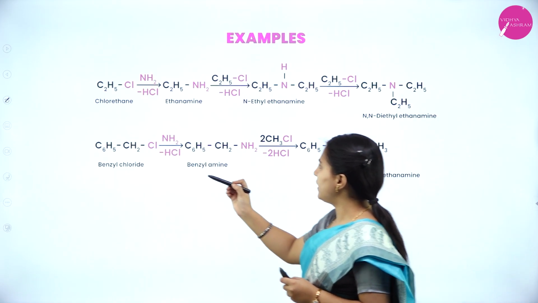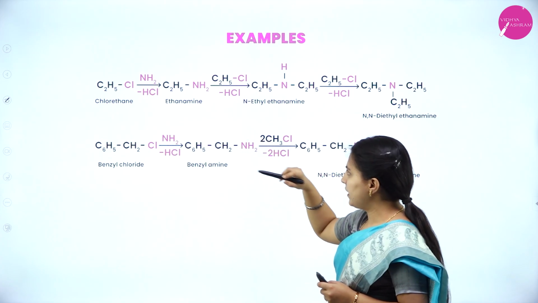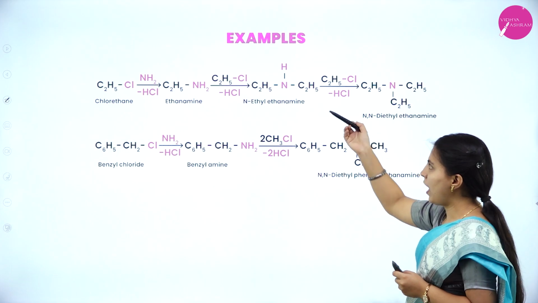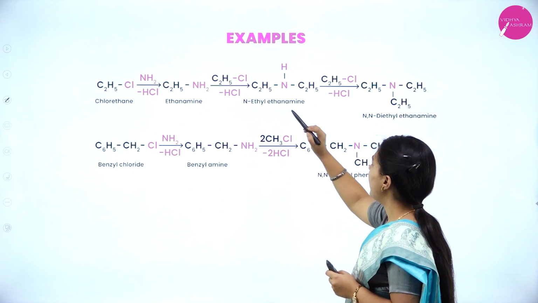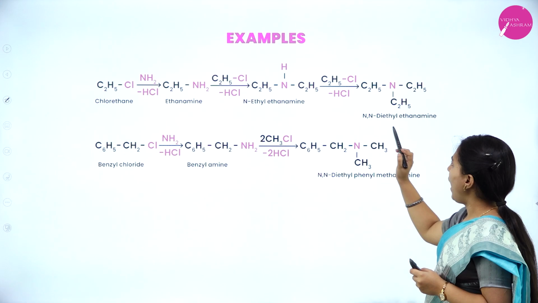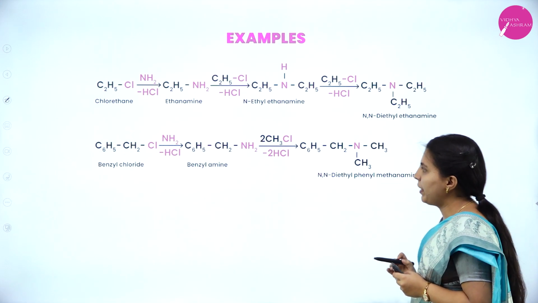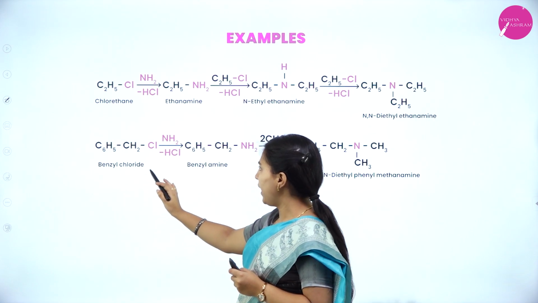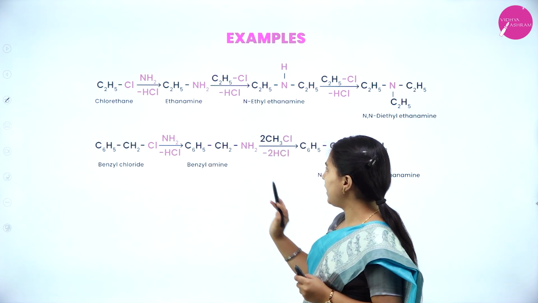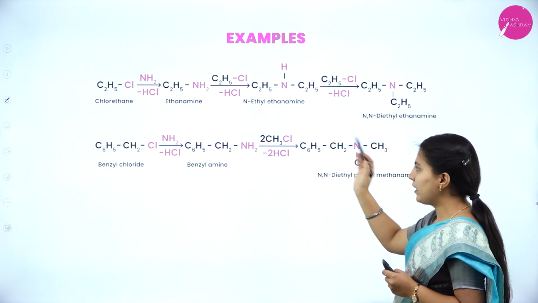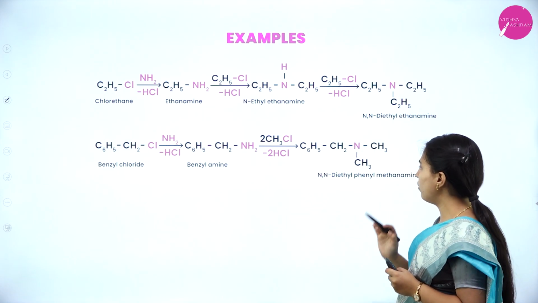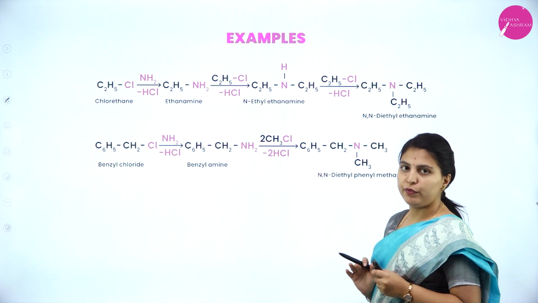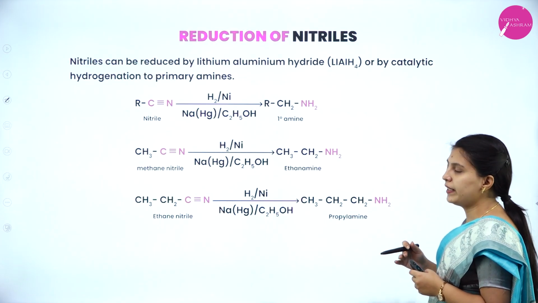Example, chloroethane reacted with ammonia, ethanamine will form, and next reacted with alkyl halide, N-ethylethanamine will form, and next N,N-diethylethanamine will be formed. If we take another example, benzyl chloride reacted with ammonia, it will form benzylamine, and further if we use alkyl halide, that is chloroethane, N,N-diethylphenylmethanamine will form. Next, reduction of nitriles.